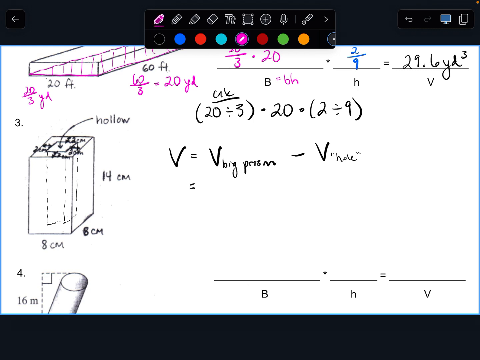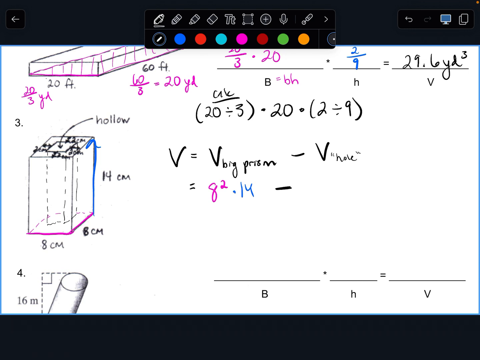So the volume of the big prism, that's area of the base. I mean, you could use our old school stuff from elementary school, right? Because you're doing the area of the base, which is 8 squared. So 8 times 8 times the height, 14. This iPad's getting a little futzy today. So you're going to get whatever that is, okay?